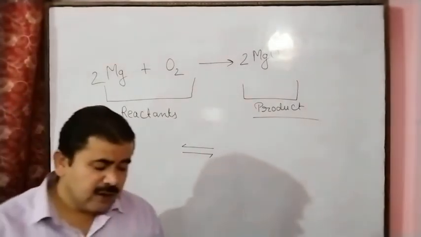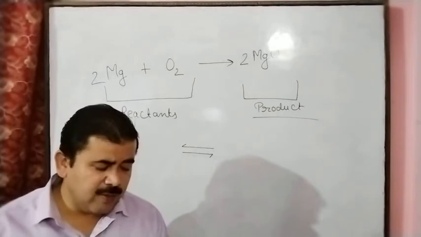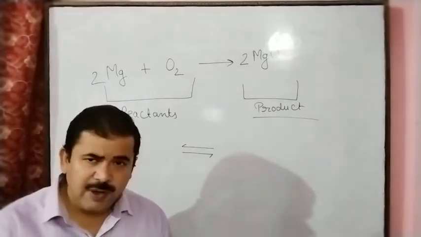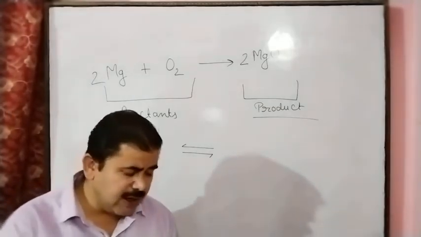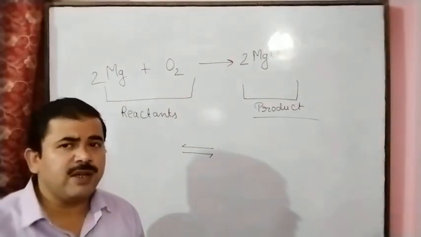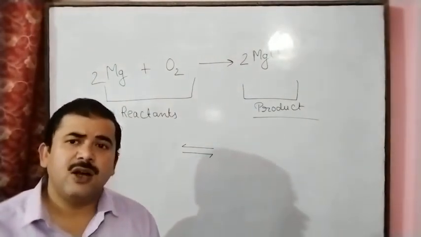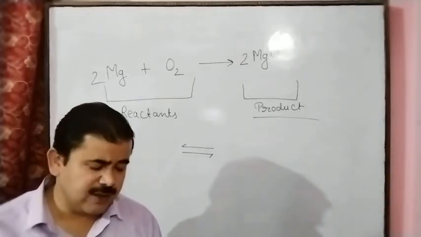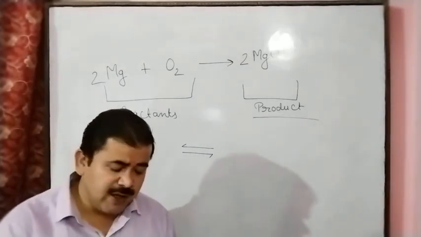So the information provided is the chemical nature, the nature of elements and radicals involved, the direction, and the state of matter. The state of matter means whether the particular substance is in the solid state, liquid state, or gaseous state. And what are the limitations here?